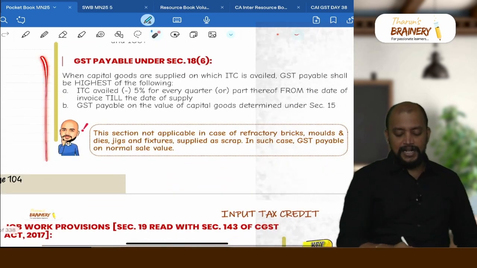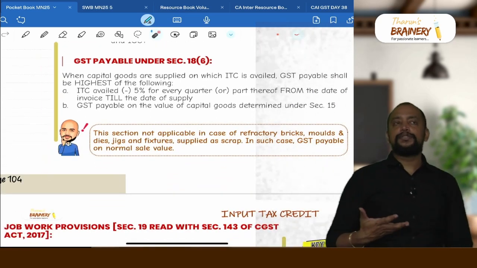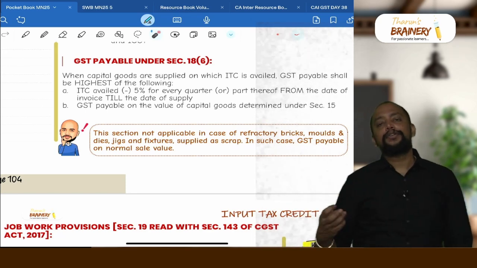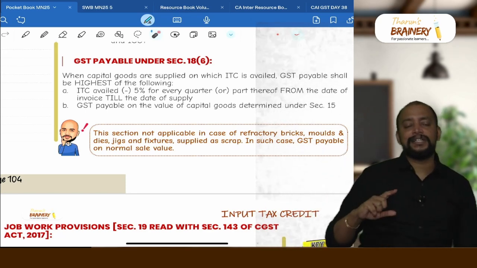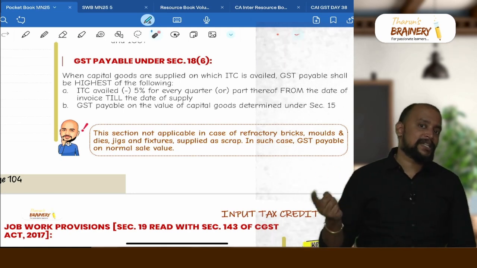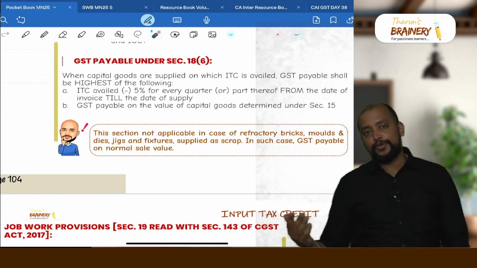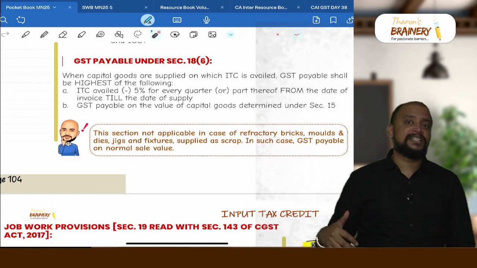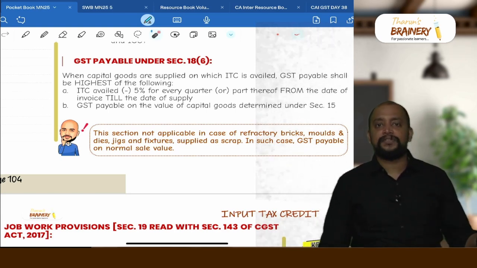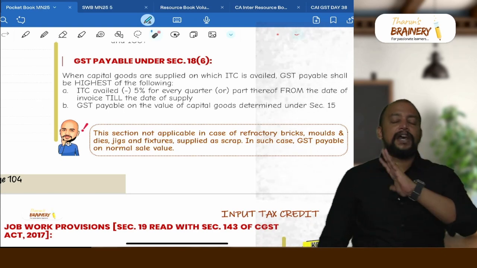Then we have section 18 subsection 6, which talks about capital goods purchased on which ITC was availed. Now the capital goods are sold. Then we need to compute the GST payable, which is ITC availed minus 5% for every quarter or part thereof from the date of purchase till the date of disposal, or GST payable on the sale value or the value of the capital goods. That value will be either the transaction value, or if it is without consideration, the value under rule 30 or rule 31.